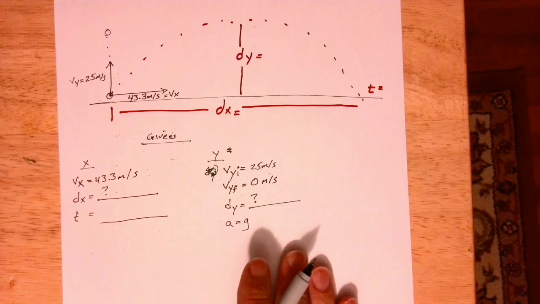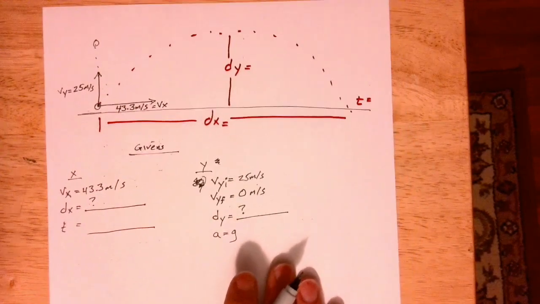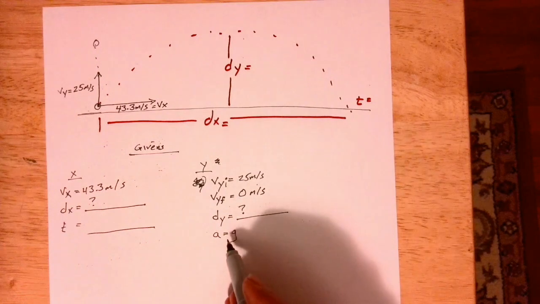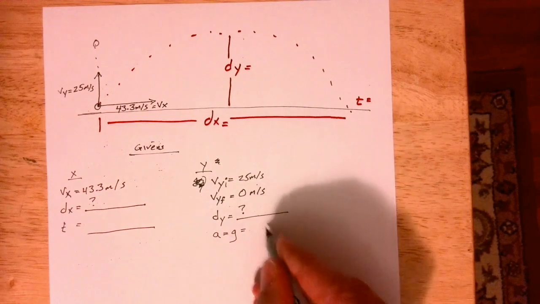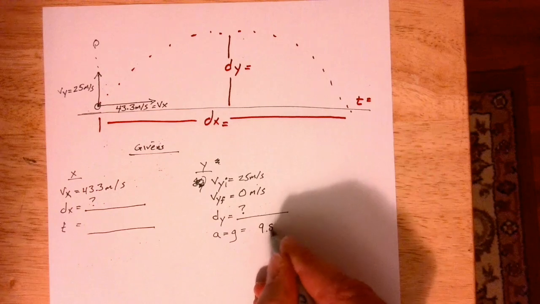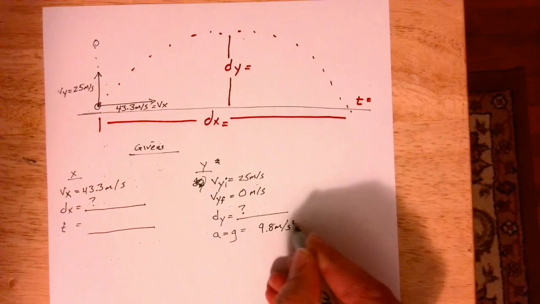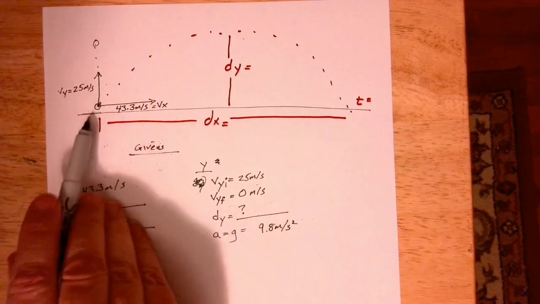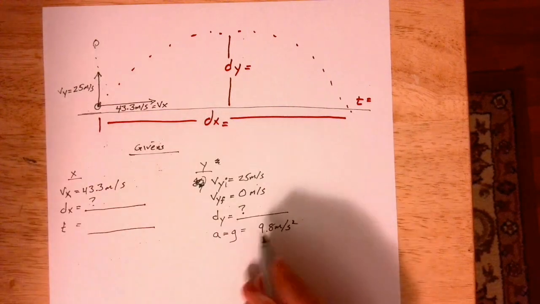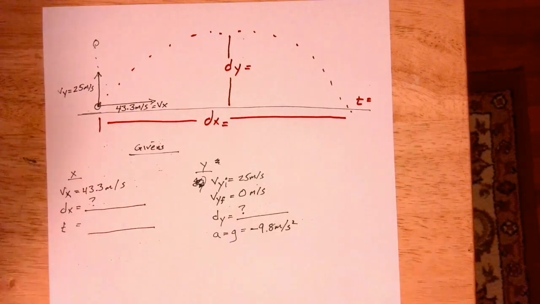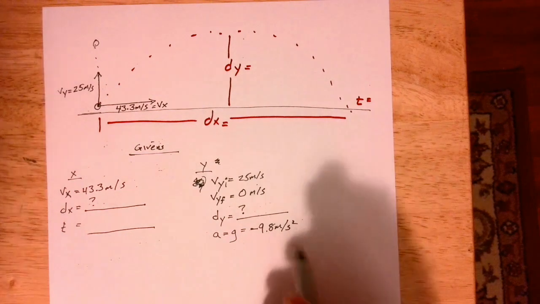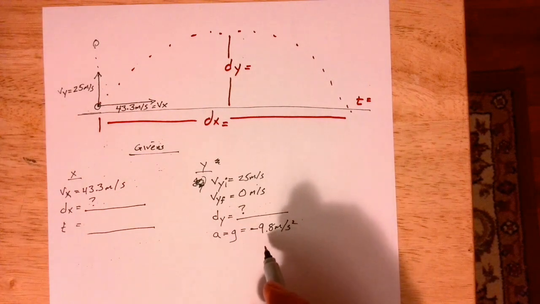Oops, sorry. That helps if I bring it into view here. So we have A or G here, which is going to be 9.8 meters per second squared. But because this is being thrown straight upward, this is going to be negative 9.8 meters per second squared. Okay, and is there anything else also acting in the y direction here?